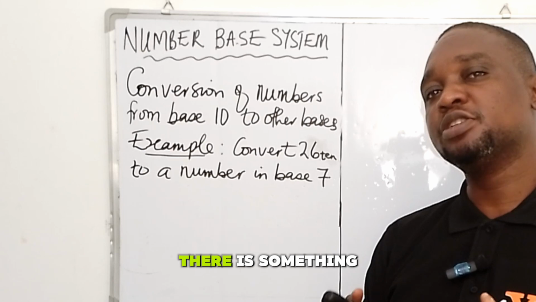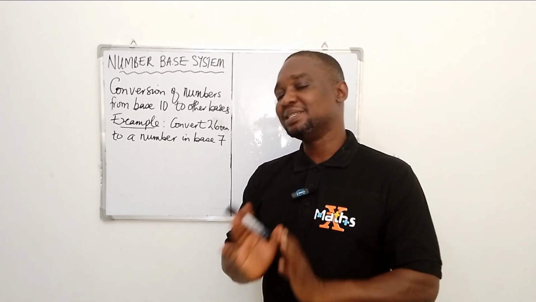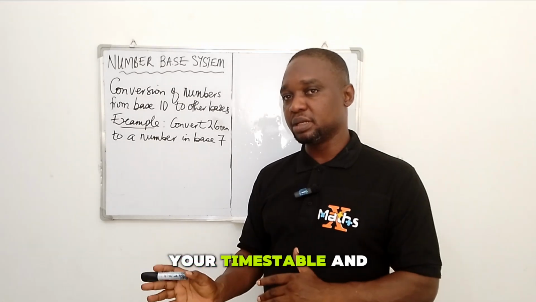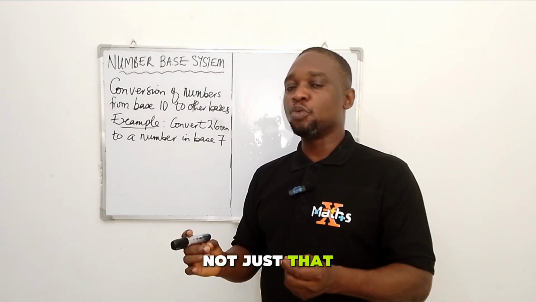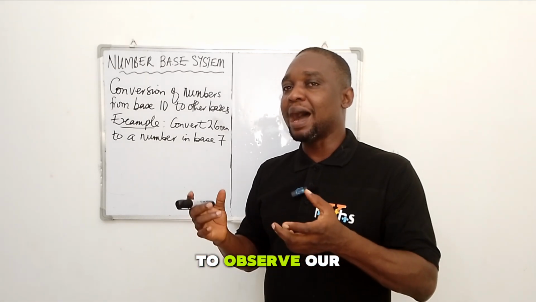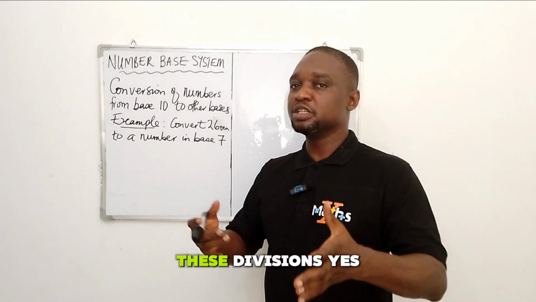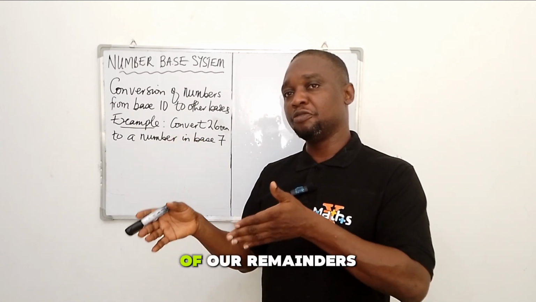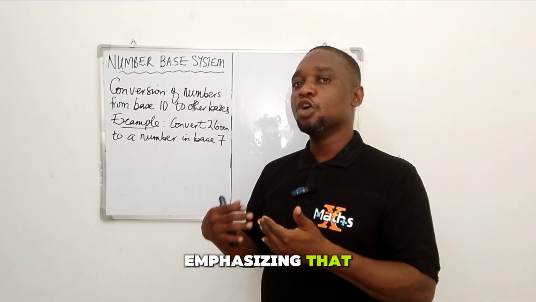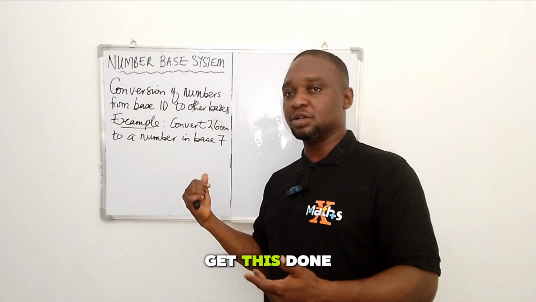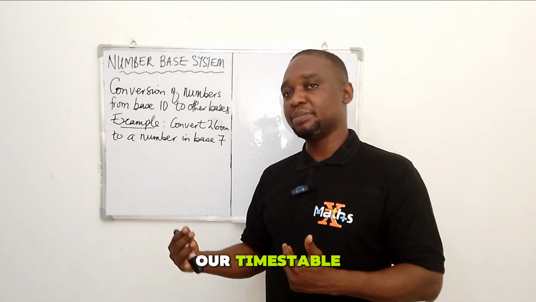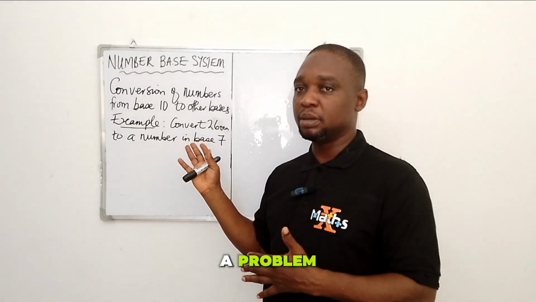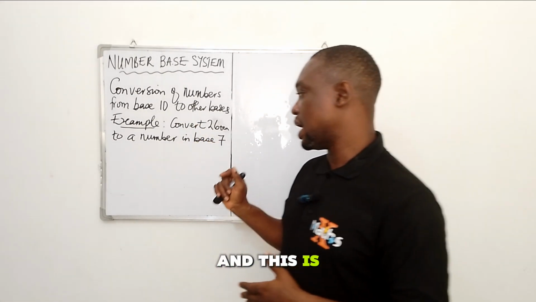To do this, there is something we call the continuous division method. It's very simple. All you need to do is to be properly acquainted with your times table. And not just that, we also need to observe our remainders when we do these divisions. Yes, these continuous divisions, as we do them, we are mindful of our remainders. That's why I'm emphasizing that all we need to do to be able to get this done is to be properly acquainted with our times table. Anybody that has a good grasp of his or her times table should not have a problem doing this particular exercise. And this is how it's done.